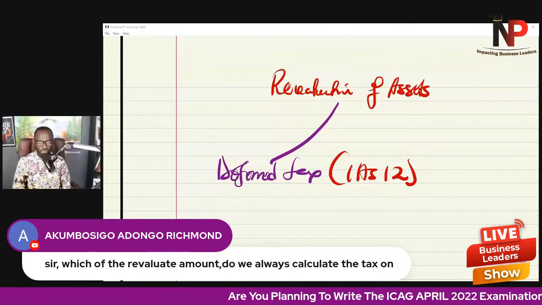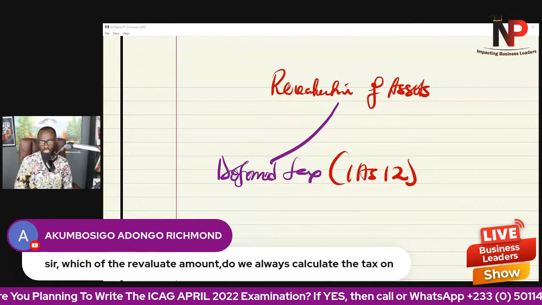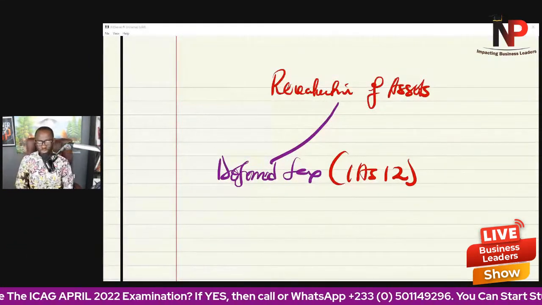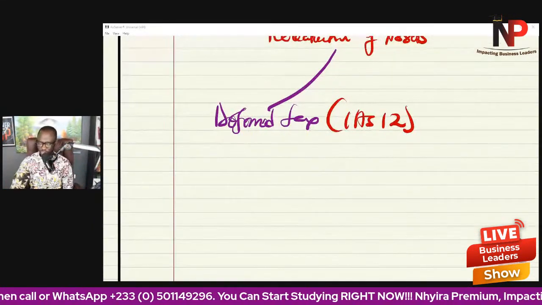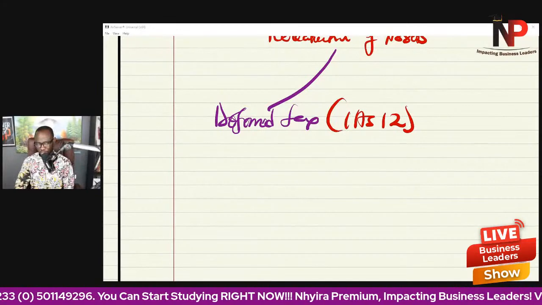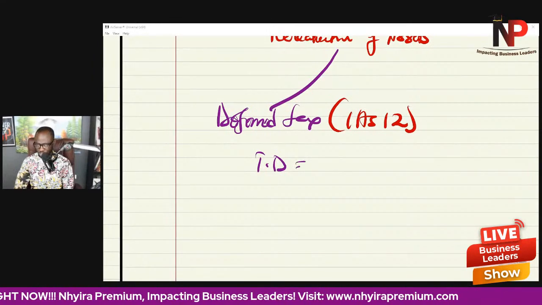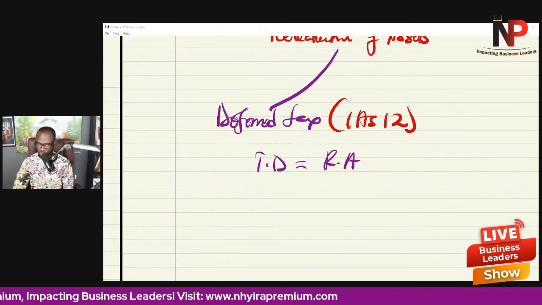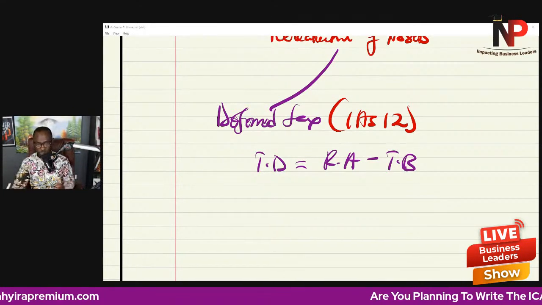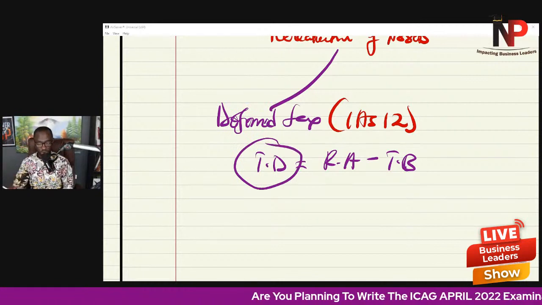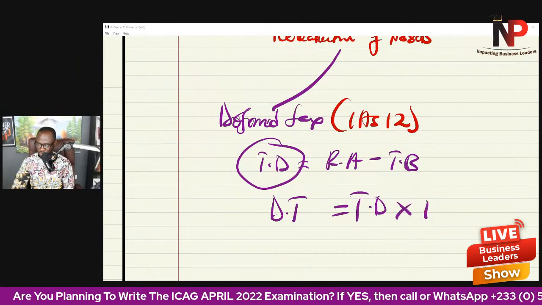Richmond said, sir, which of the revaluation amount do we always calculate the tax on? The tax is always on the revaluation. No, it depends. Like I said, I'll teach this later on, but the deferred tax is going to be calculated on the temporary difference, which is the difference between probably the revalued amount and the tax base of the asset, because the difference between the two is what results in the temporary difference. So if you want the deferred tax, DT is going to be the temporary difference times the tax rate.